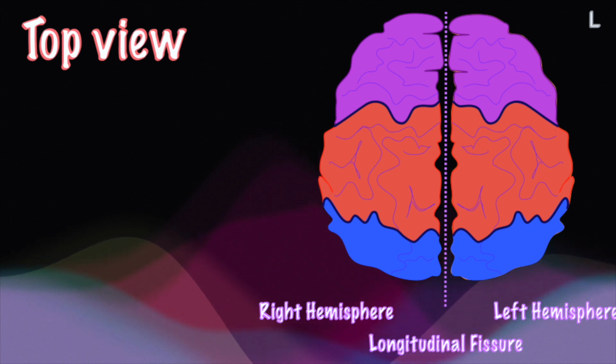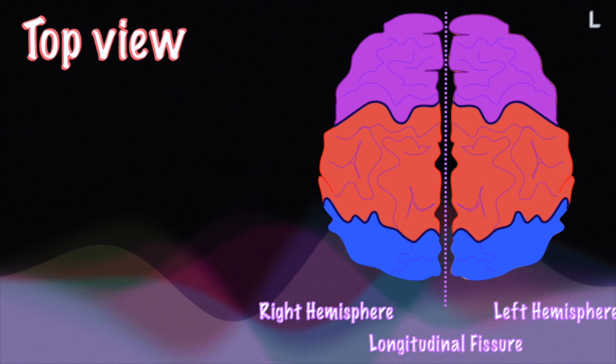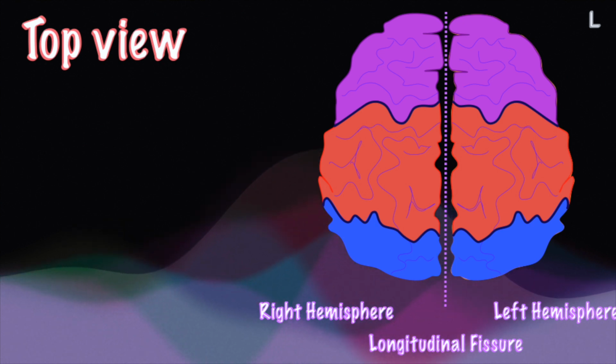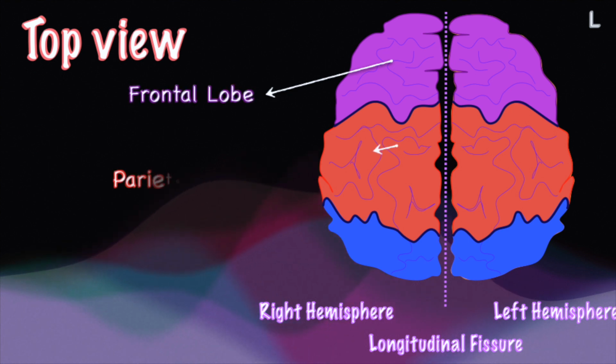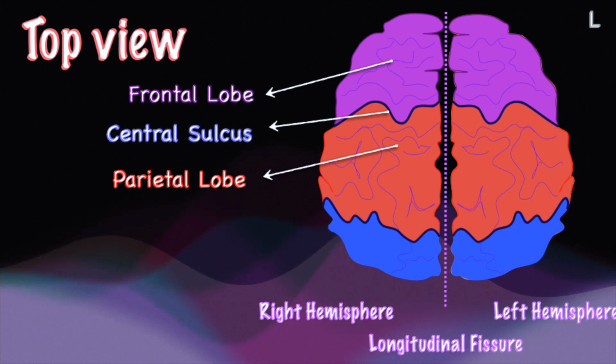As we previously saw, there are many folds on the cerebral cortex, which we call sulci and gyri. Some of the sulci are very deep and they divide the cerebral cortex into cerebral lobes. Here the most front end is called the frontal lobe. Behind that is your parietal lobe, and the sulcus which divides these two lobes is called the central sulcus.